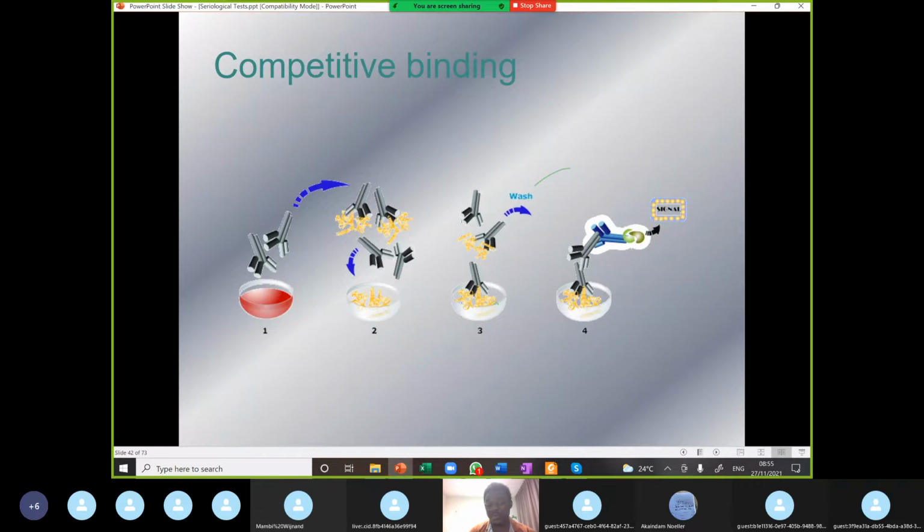Let me take it all over. If we have more antibodies in the patient sample, it means that after this competitive binding, we still have enough antibodies to bind to coated antigens in the well, meaning that more antibodies will be available to bind a conjugated antibody, and more conjugated antibody will be available to break down the substrate, and the higher the signal. The reverse, of course, is true.